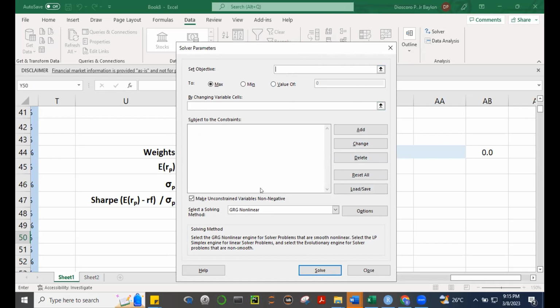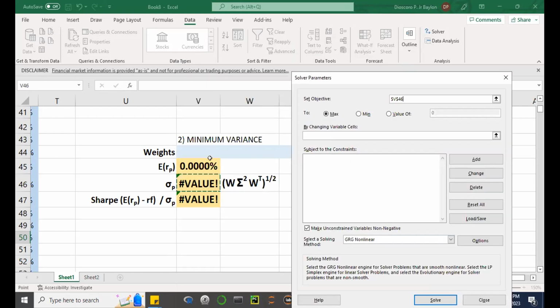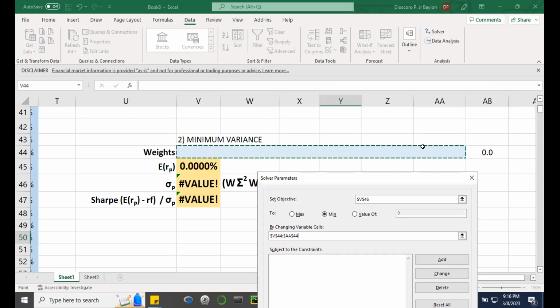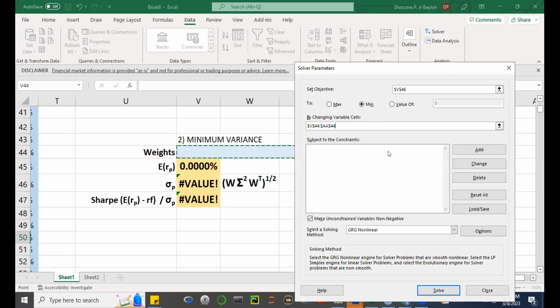Merong basically tatlong parts dito. Ito, objective. Yung objective, you can either maximize or minimize or obtain a particular value of something. Kunyari may tinatarget kang isang value. So, yung problem natin ngayon, gusto natin yung risk, kasi gusto natin minimum variance. So, the objective should be the risk should be minimized. Yung changing cells natin, yung pinapasolve natin. Di ba yung returns at saka yung risk, nakalink sa weights yan. So, ang gagawin ni Excel, isosolve niya kung anong mga weights dito ang magbibigay sa atin ng pinakamaliit na risk.